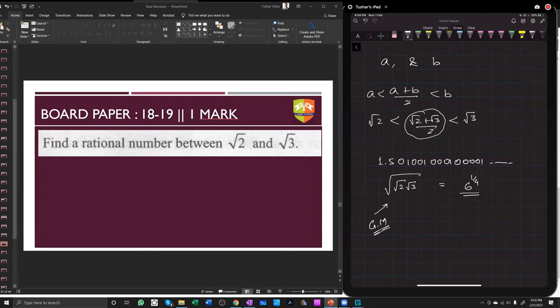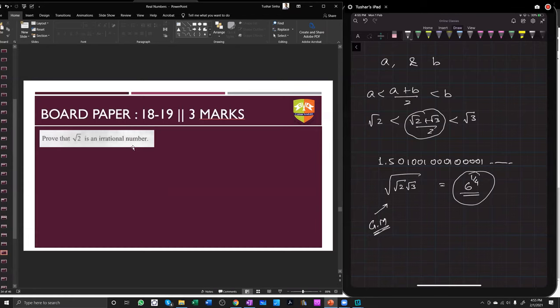So we discussed AM-GM. So this is the geometric mean. The geometric mean is also between the two numbers. So this is also 6 to the power 1/4, which will be between root 2 and root 3, an irrational number. Anyways, next. Oh, similar, the most basic one.